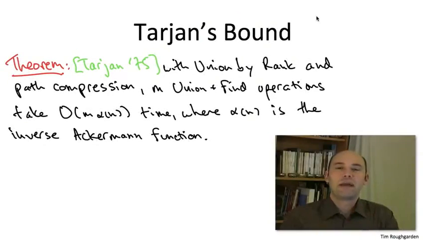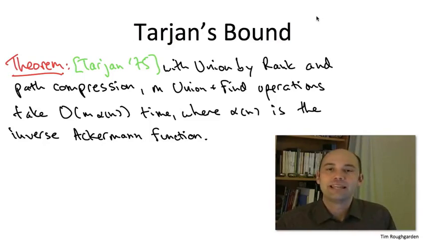Let me remind you what the bound says. You've got a union find data structure. We're doing lazy unions. We're doing union by rank. We're doing path compression. And for an arbitrary sequence of M find and union operations, the total amount of work you do over the sequence of operations is bounded above by M times alpha of n, where n is the number of objects in the data structure, and alpha is the inverse Ackermann function that we defined in the previous video.